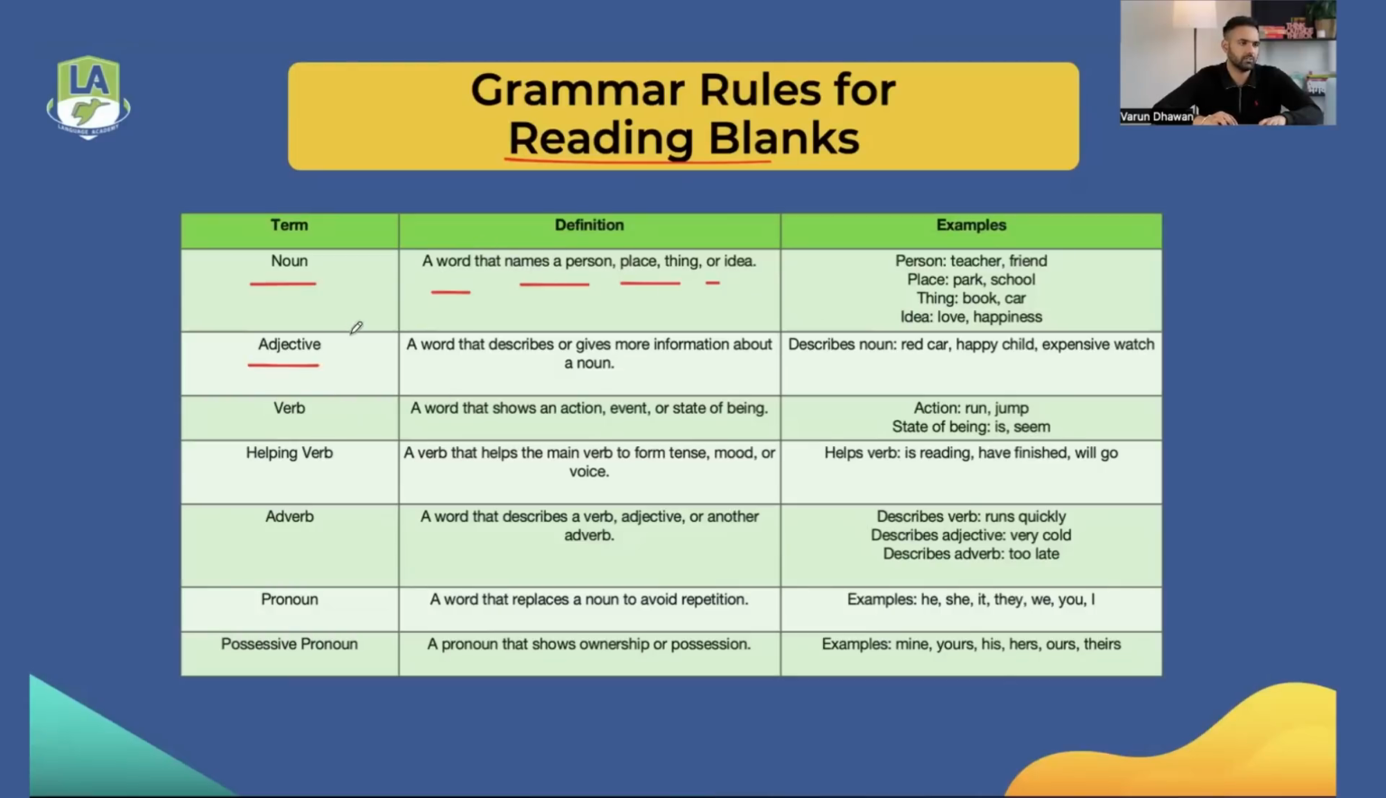What's an adjective? An adjective is something which will give you more information about a noun. A word that describes or gives more information about a noun. For example, boy will be a noun. Good boy: good will be the adjective, and the noun will be boy. So it gives you more information about the noun and is usually before the noun. Red car: car is the noun, red is an adjective.